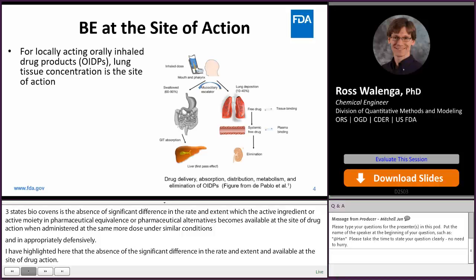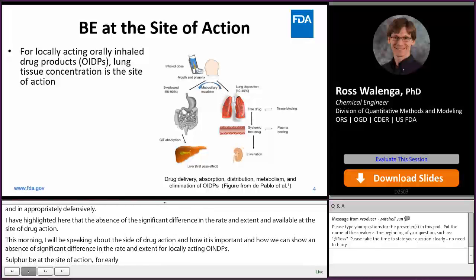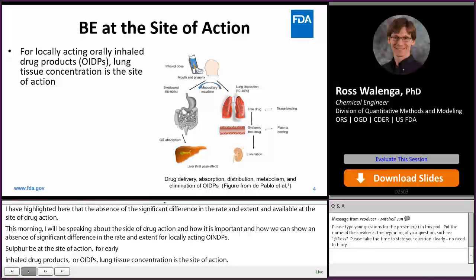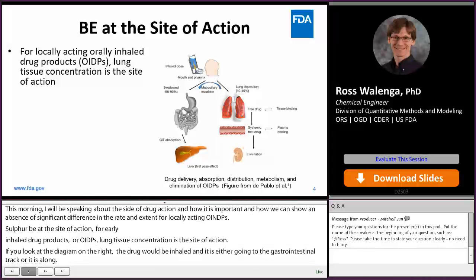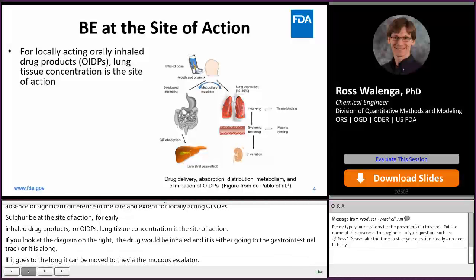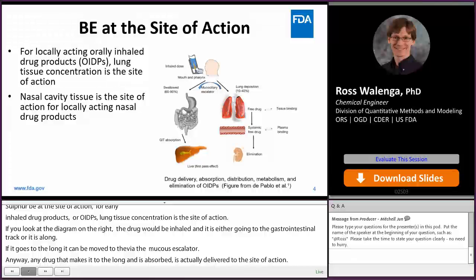So for BE at the site of action, for orally inhaled drug products, or OINDPs, lung tissue concentration is the site of action. If you look at this diagram on the right, for an OINDP, the drug would be inhaled, and then it's either going to go to the gastrointestinal tract, or GIT, or to the lung. And even if it goes to the lung, it can still be moved to the GIT via the mucociliary escalator. So anyway, any drug that makes it to the lung and then is absorbed is actually drug that's delivered to the site of action, so local lung tissue concentration. Nasal cavity tissue then is the site of action for nasal drug products.